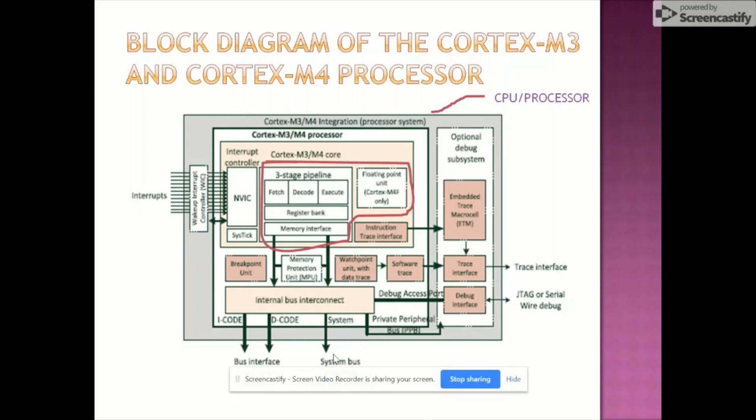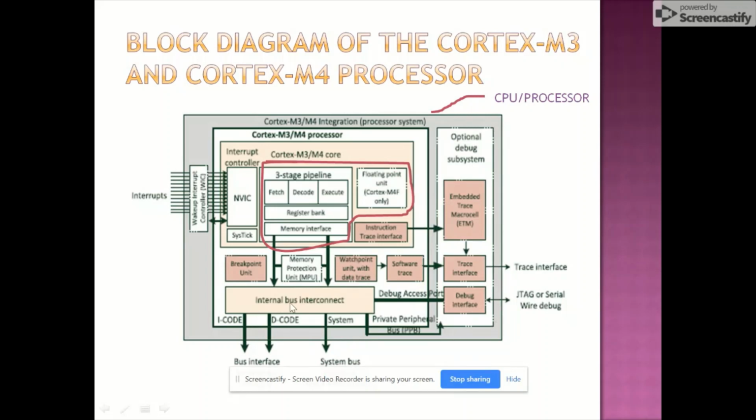This is the block diagram of the Cortex M3 or M4 processor. The highlighted portion is the core of the processor, along with the nested vector interrupt controller, system tick timer, and optionally a floating point unit. Apart from these, the processor also contains an internal bus system, a memory protection unit, and a set of components to support debugging operations. This module is the debug subsystem.